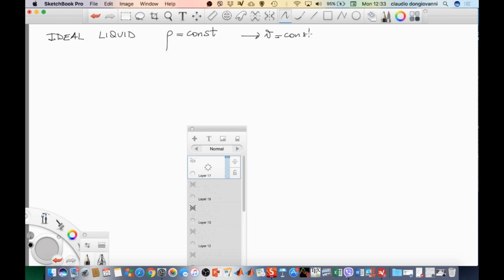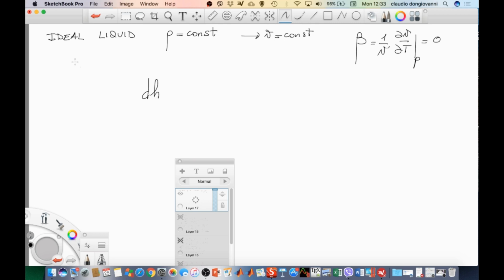So, beta is equal to 1 over V, the derivative of V over the derivative of T at constant pressure. Beta is equal to? Look, V is constant, so the derivative is 0. Beta is equal to 0. So dH for an ideal liquid is Cp dT plus (1 minus 0) times 1 over rho, dP over rho.